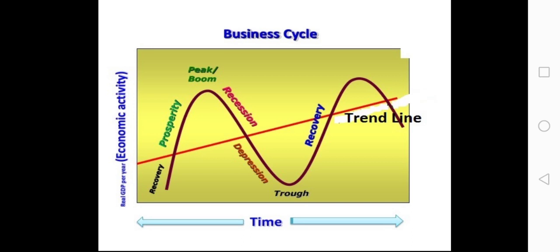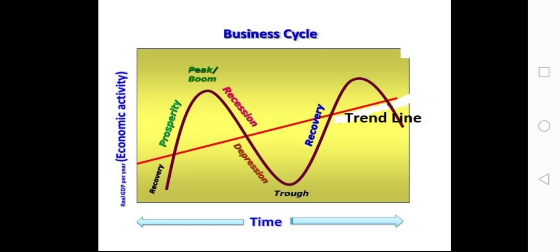So there are different stages or phases of the business cycle. In this diagram, it looks like a sine wave. At some times there is a peak or boom, and at some times there is a depression or trough. There is a period of recovery and prosperity followed by recession. So let's discuss this diagram.